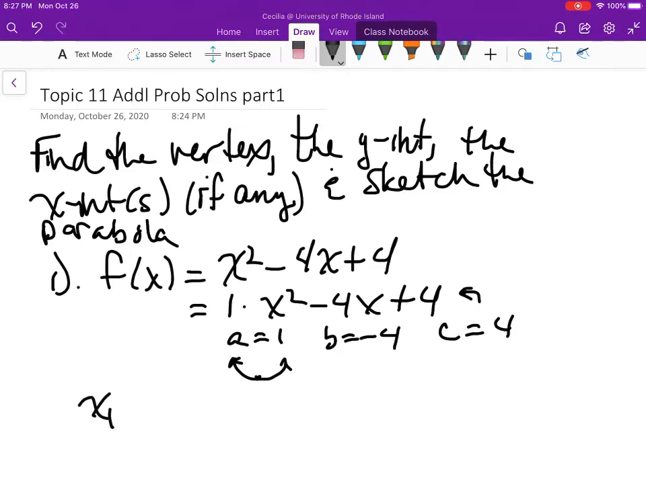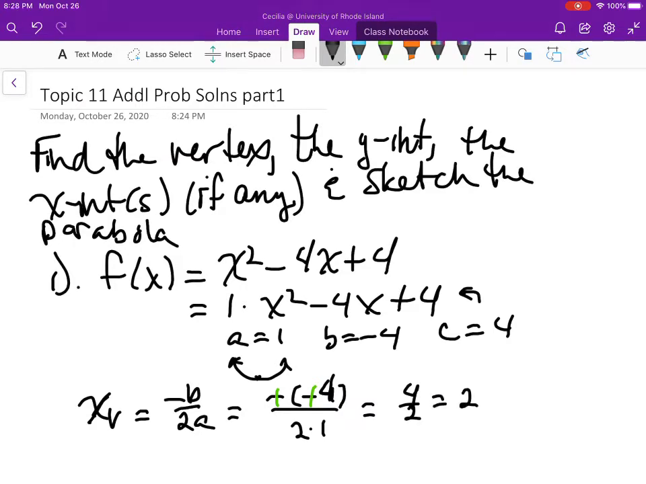Our x-coordinate of our vertex is negative b over 2a. So it's negative times a negative 4 divided by 2 times 1. So a negative times a negative is going to be a positive. So we got 4 over 2, which is just 2.